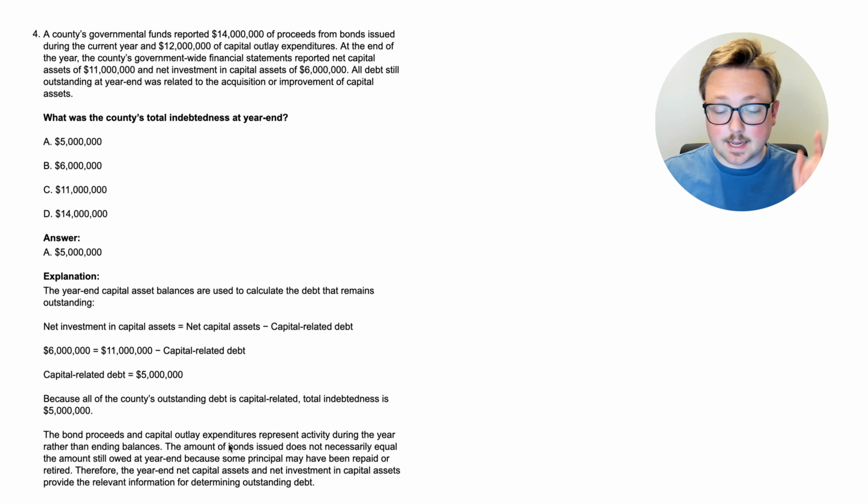The bond proceeds and capital outlay expenditures represent activity during the year rather than the ending balances. The amount of bonds issued does not necessarily equal the amount still owed at year end, because some principal may have been repaid or retired. Therefore, the year-end net capital assets and net investment in capital assets provide the relevant information for determining outstanding debt.